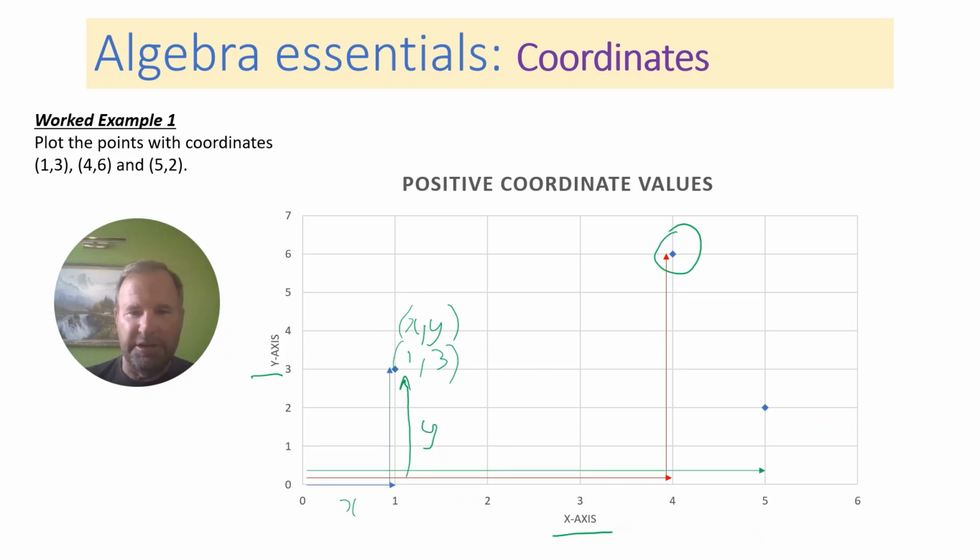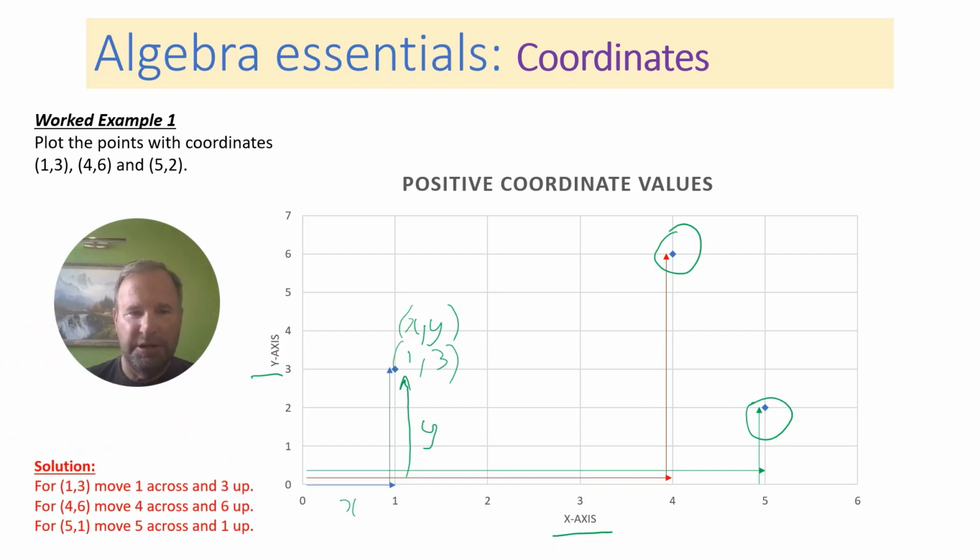And the final point, just so we can confirm that we know what we're doing. In the positive plane, for that final point, we go across 5, and then we go up 2. So that'll be the point 5, 2. Here are the answers below, just in case you didn't get that. In words, we move 1 across and then 3 up. Remember, across is your x coordinate, and up is your y coordinate. Well done for getting that right. Let's move on.